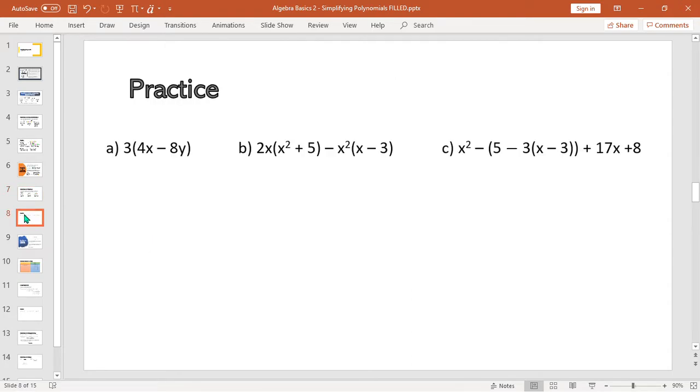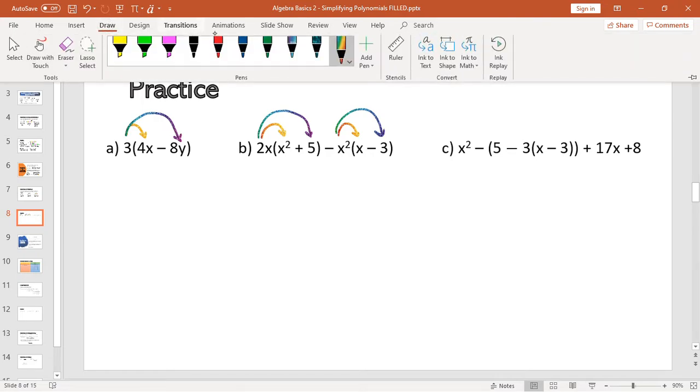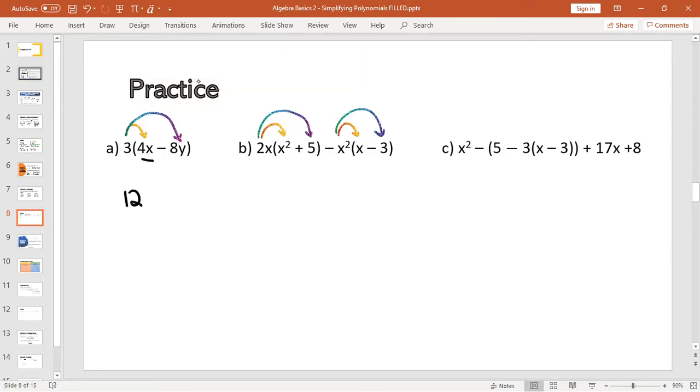So let's practice our distribution. I'm going to flip my page. And I'm just going to draw my rainbows in to start. This 3 will multiply by that and that. I've got a double distribution in this one. And I'm going to leave C for a minute because it's crazy, but a totally valid test type question. Okay, 3 times 4 is 12. And then there's an x. That's just going to smash together. 3 times negative 8 is negative 24. And there's that y. That just stays there.